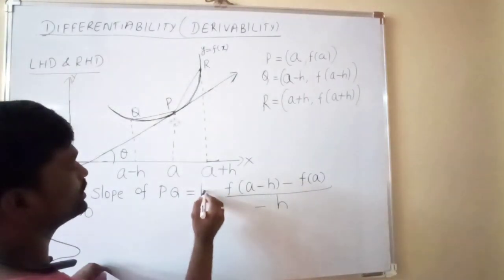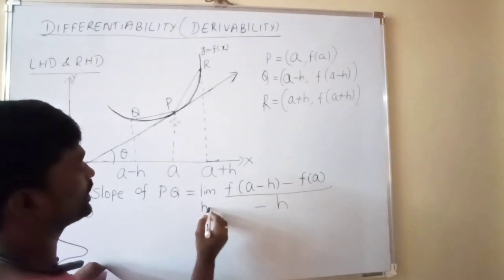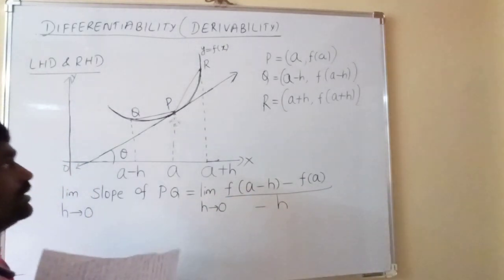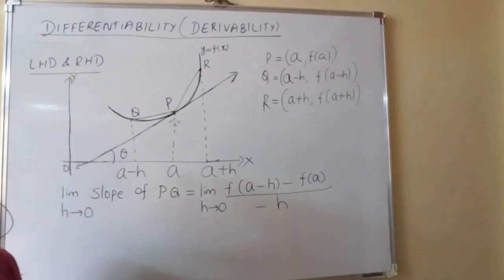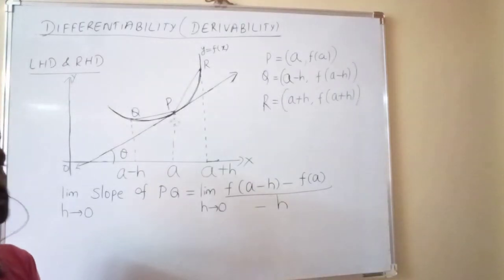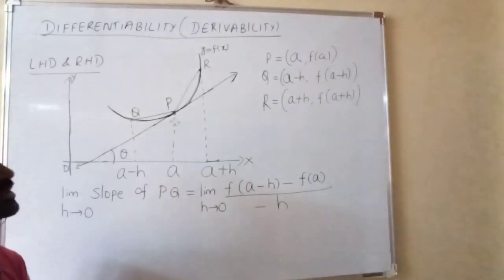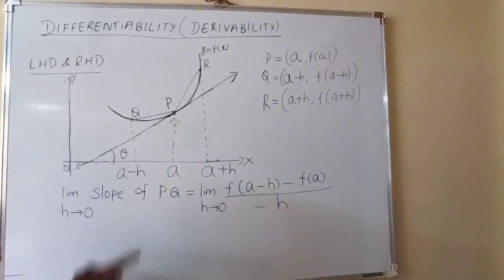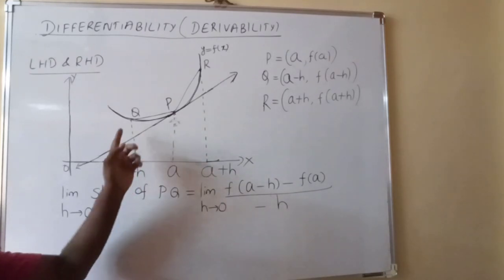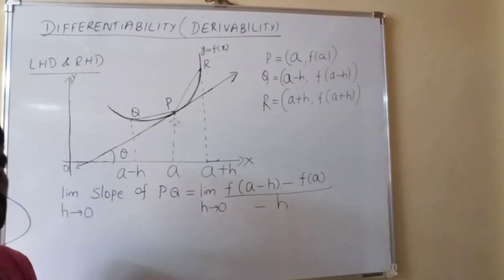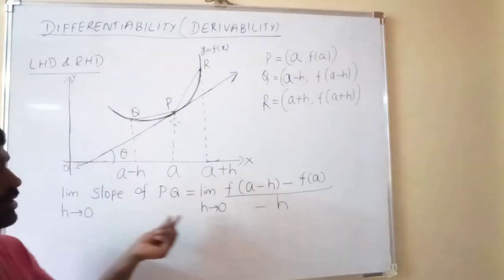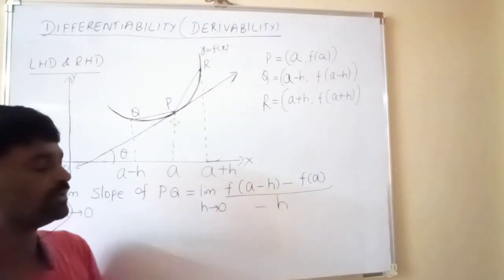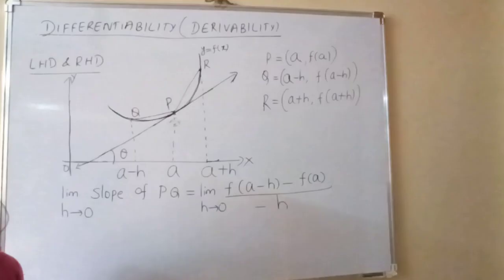So what is PQ here? It is a secant line. As Q is on the left side of P, I am giving a particular name: PQ is a left secant line through P. So the limit as h tends to 0 of the slope of PQ is equal to what? Limit h tends to 0, f of a minus h minus f of a, by minus h.